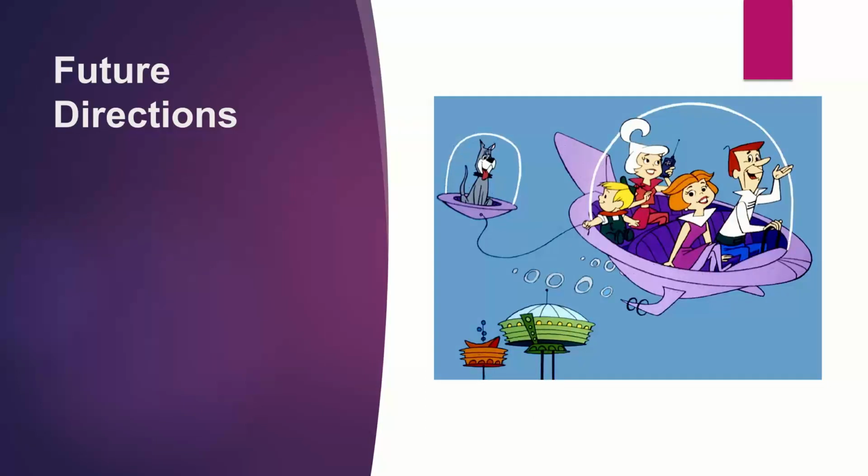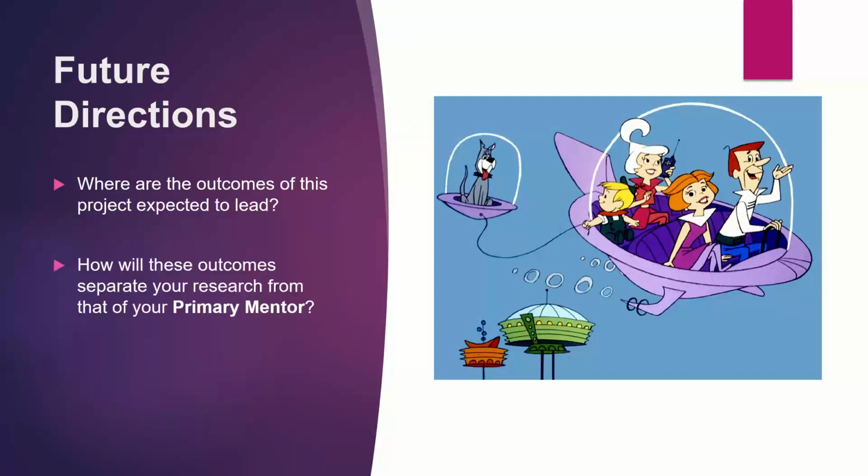Last but not least, future directions. So where are the outcomes of this project expected to lead? How these outcomes separate your research from that of your primary mentor. So a huge thing with K99s and R00s is research independence. So how what you learn from this project be able to have you go off in your own direction.